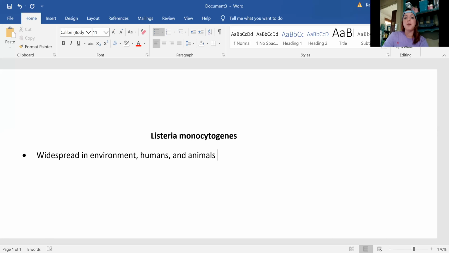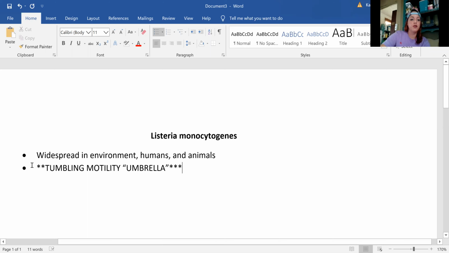That's an important thing. But the big one is going to be your umbrella motility at 22, or at room temperature. So that's a huge factor for Listeria, that motility, umbrella motility at 22. We'll go over that a little bit later as well. So tumbling motility, often referred to as umbrella. So super important for Listeria.